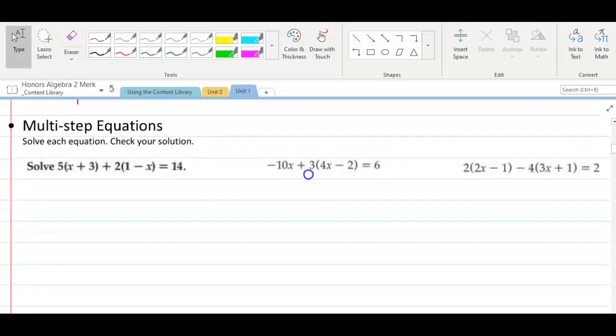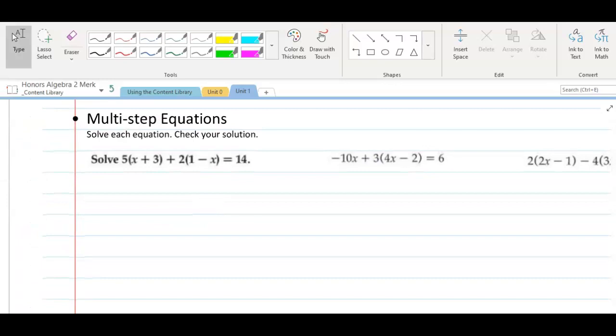Let's take a look at some multi-step equations. Multi-step equations still have that word solve the equation. So nothing's changed except it's more complex. We still have 2 sides of the equation. We still have one variable, x. Even though it appears 2 times, that's still considered to be one variable.